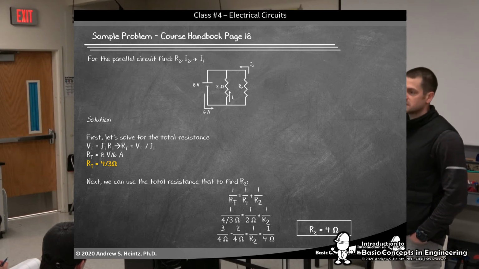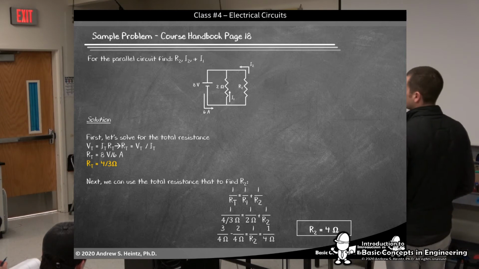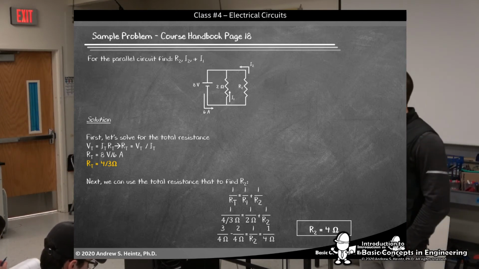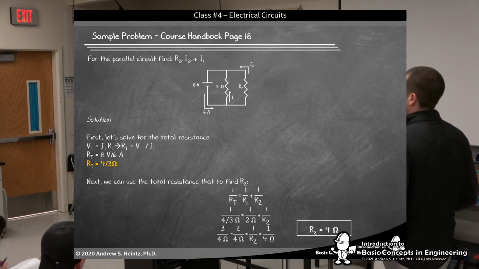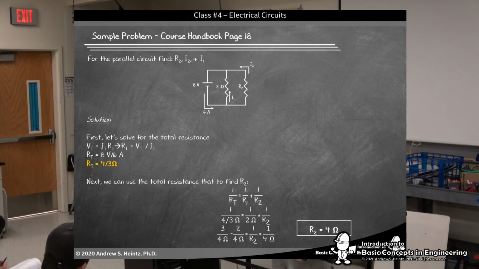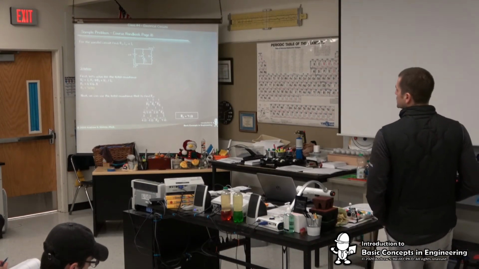And then we can just solve it. And what we end up with is that R2 equals 4 ohms. And why is that, right? 3 over 4 minus 2 over 4 equals 1 over 4. What's the inverse of 1 over 4? 4, right? You just flip it. Okay? So now we know that R2 equals 4 ohms.